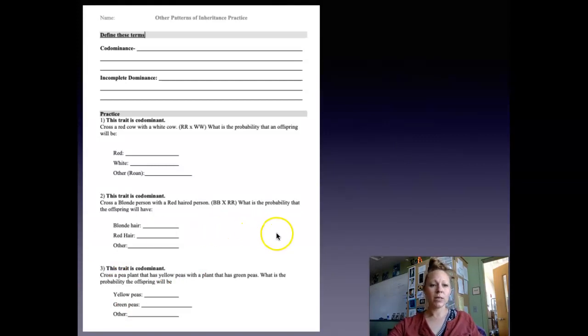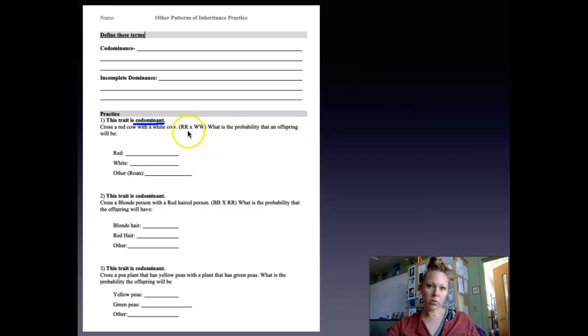So let's look at how we can do these codominant traits. Let me turn on the pen. We'll do blue. If we were to set up something that is codominant, we cross a red cow with a white cow. When we're doing codominant or incomplete dominance, we're going to use 2 capital letters. So red is going to be represented by big R, big R. The red cow has nothing to give except red genes.